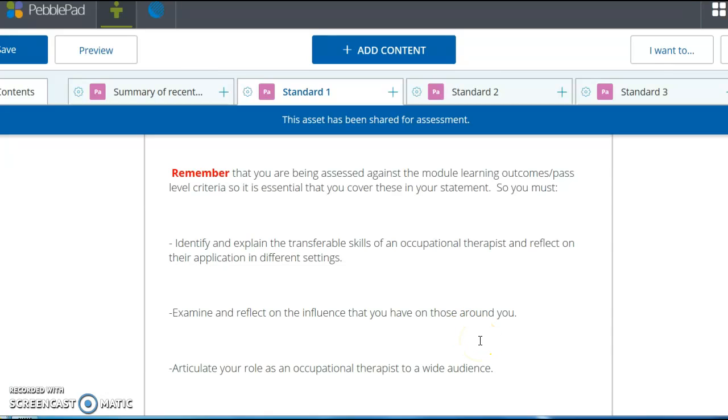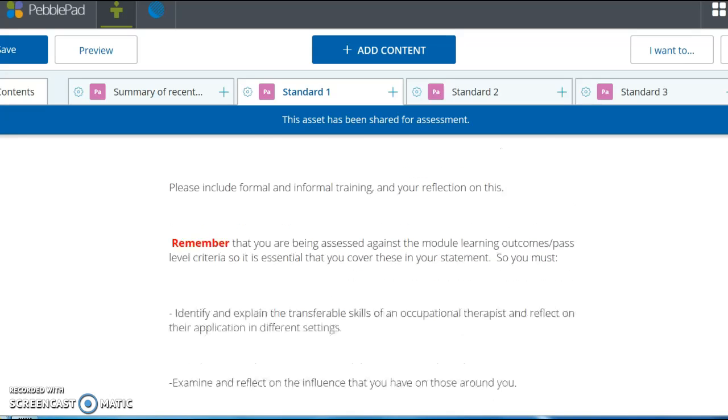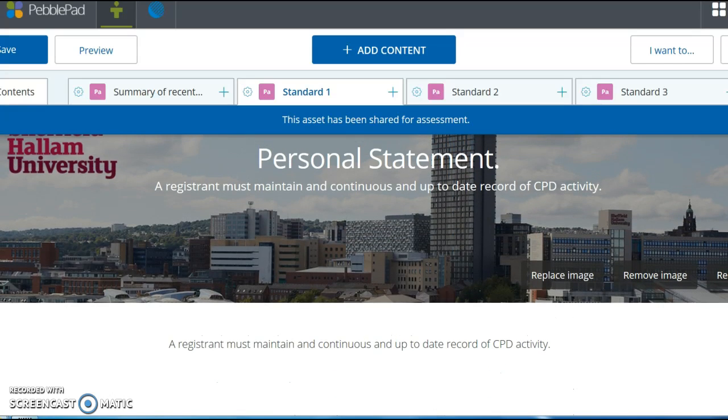And also articulating your role as an occupational therapist. So if you remember, we did that marketing session where you had to ring up and then ask what attributes people want, but then you had to explain the role of OT. And I'm sure as well you'll have had to do that in your extended scope placement. So there should be lots of things that you can think of there to show that you've maintained a continuous and up-to-date record of CPD. So that's standard one.